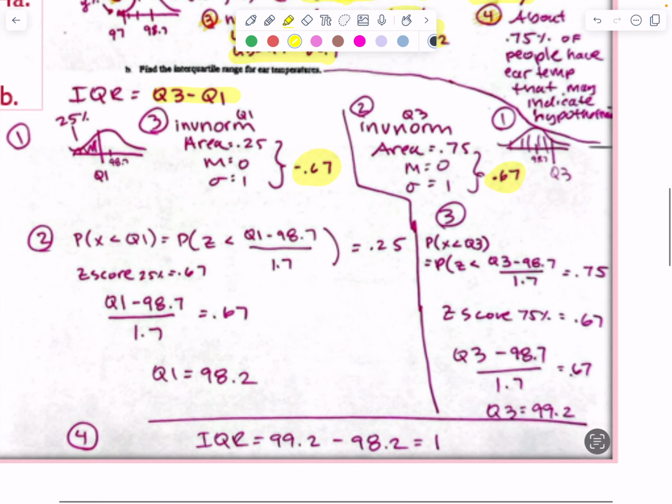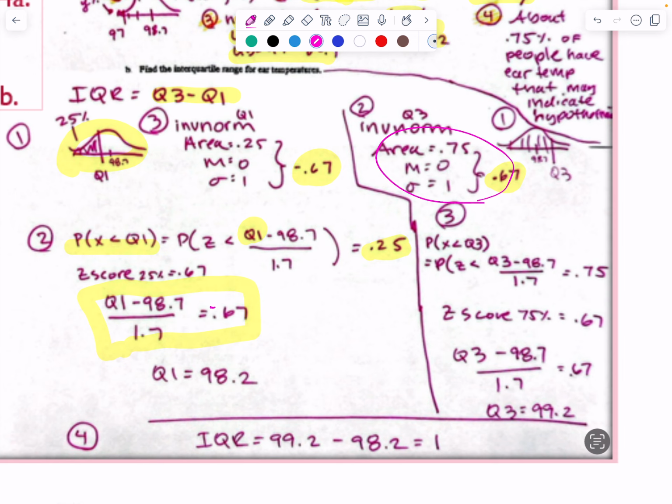So my probability statement is the probability that x is less than Q1, because there's my picture, is going to be 0.25. I don't know Q1. Then you could solve it by finding the z-score of 25%, which should be negative 0.67, and you're going to see that that's 98.2. Similarly, you do the same thing with Q3, except you use positive 0.67, because you get a z-score of positive 0.67.